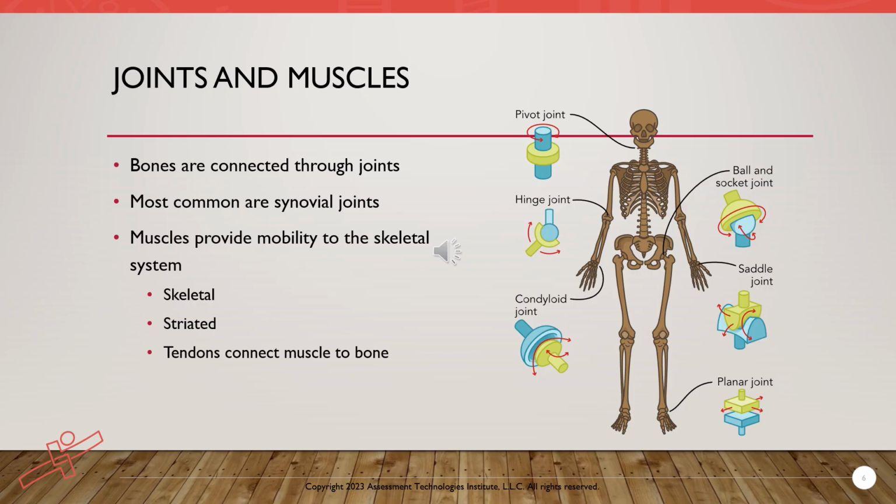Movement of the skeletal system is made possible by muscles, particularly skeletal or striated muscles. These muscles are under voluntary control, meaning we can consciously direct their actions. They attach to bones through long, strong, fibrous connective tissues called tendons. When skeletal muscles contract, they pull on the bones they're attached to, creating movement at the joints.